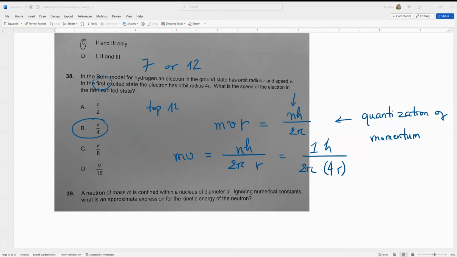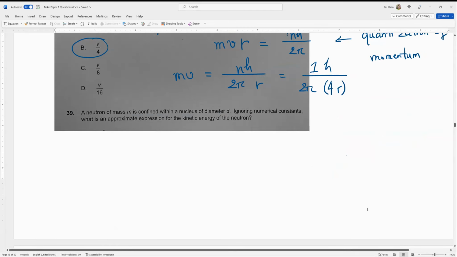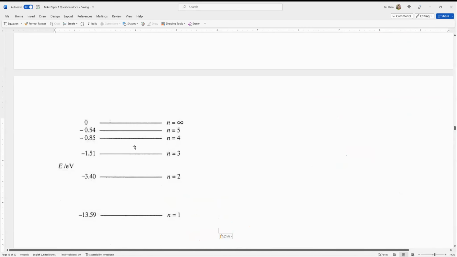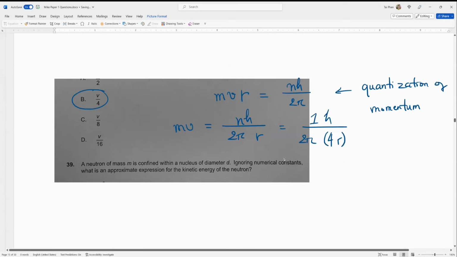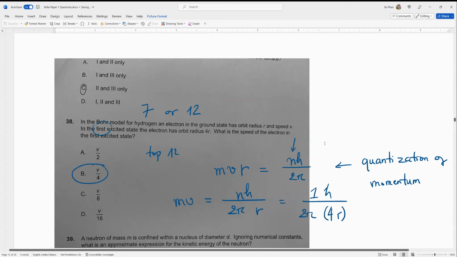Bohr hydrogen energy levels. I'm wondering if n is 0 or 1 for the ground state. Okay, let me copy this diagram of the energy levels of the hydrogen atom onto the board here. Yeah, the ground state n is 1. The first excited state n is 2. Sorry, so the value of n here is not 1 but 2. Therefore, replacing this value with 2, we have 2 over 4.